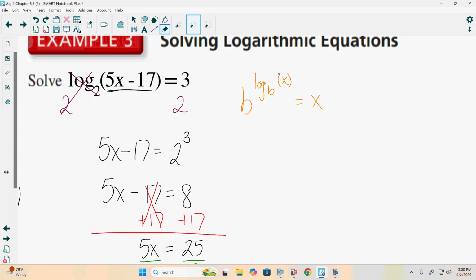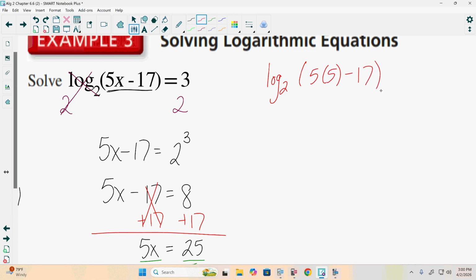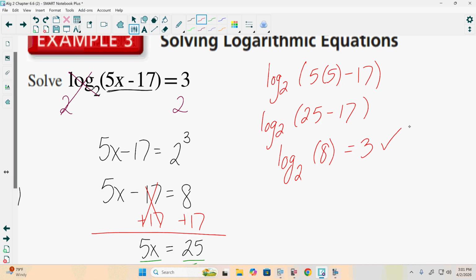So if I wanted to check it and make sure, well, we can go log base 2 of 5 times 5 minus 17. Well, 5 times 5 is 25. And 25 minus 17 is 8. 2 to what power is 8? And that is what we wanted it to equal, yes? We could have also plugged log base 2 of 5 times 5 minus 17 into the graphing calculator, hit enter, and it would have told us it was 3.